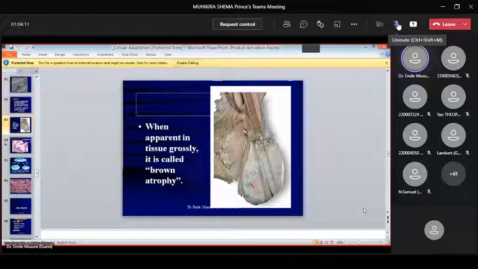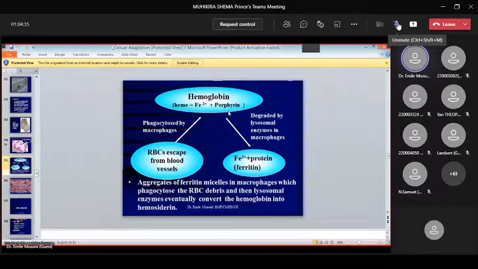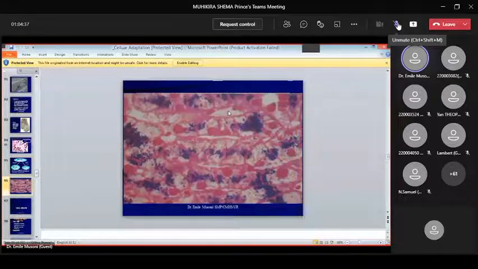So we said that lipofuscin is found in atrophy, known as brown atrophy. This is hemosiderin. Hemosiderin is hemoglobin-derived granules in tissue. Rose golden brown granules, they're called. This one you see in your biochemistry. This is hemosiderin in tissue.